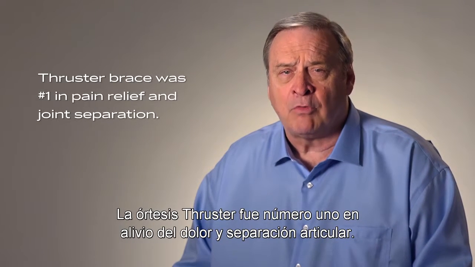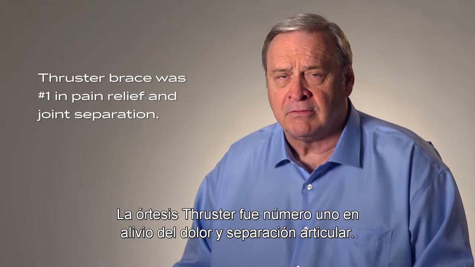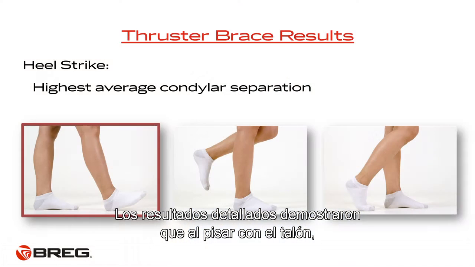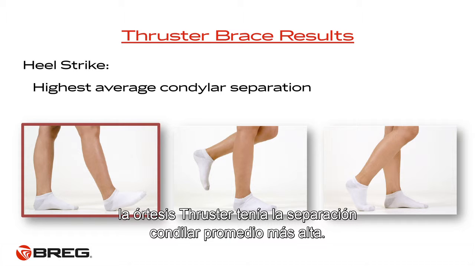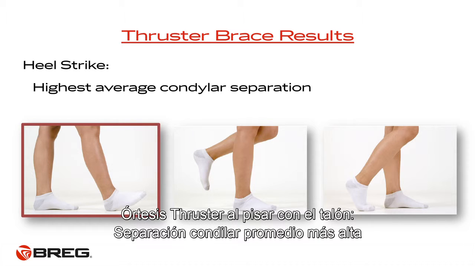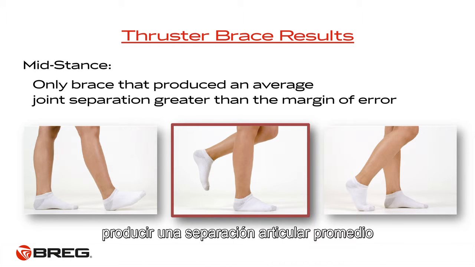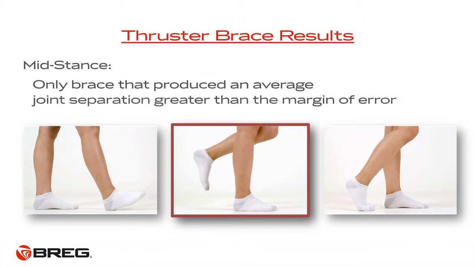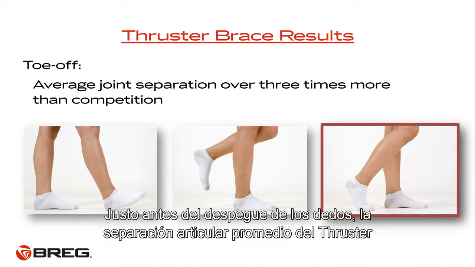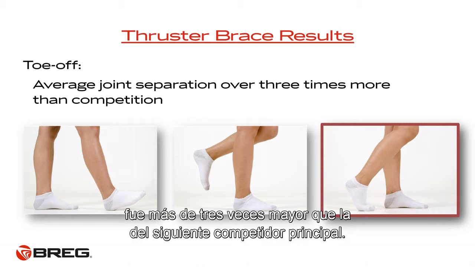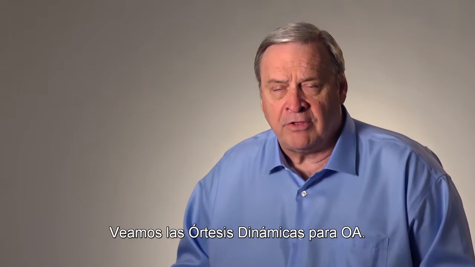The thruster brace was number 1 in pain relief and joint separation. The detailed results showed that at heel strike, the thruster brace had the highest average condylar separation. By the time the knee moved into mid-stance, the thruster brace was the only brace that produced an average joint separation that was greater than the margin of error of the study. Just prior to toe-off, the average joint separation for the thruster brace was more than 3 times more than the next closest competitor. Let's quickly review dynamic OA bracing.